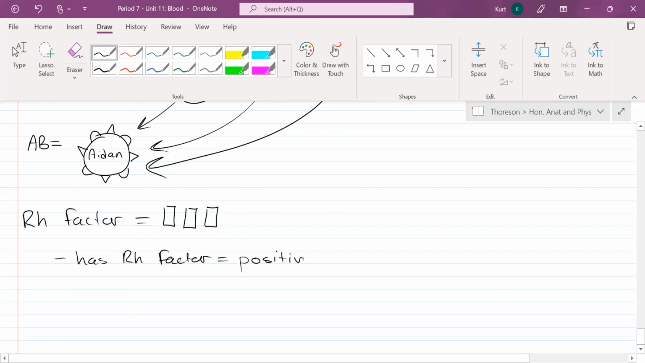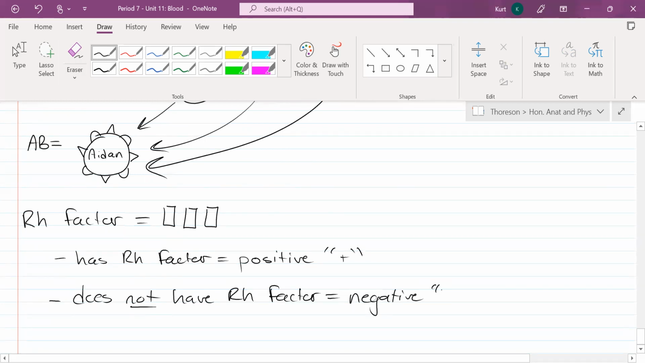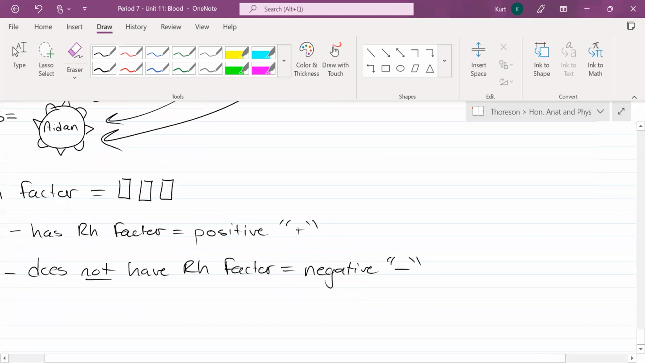So if a person has RH factor, we call that positive. That just means that they have it. Just like if you got a positive COVID test, you have it. If you were positive for an X-ray on your arm, you have a broken arm. If you do not or does not have RH factor, that's going to be negative. And so let's add to this a little bit.